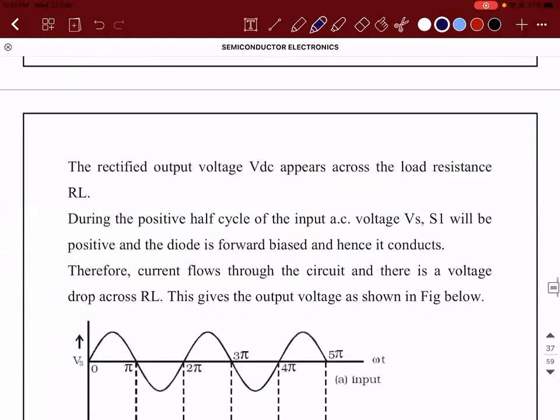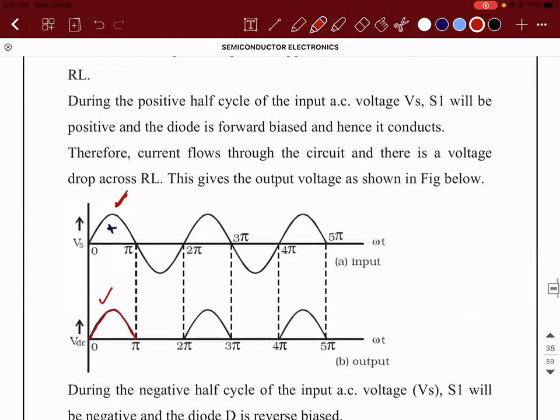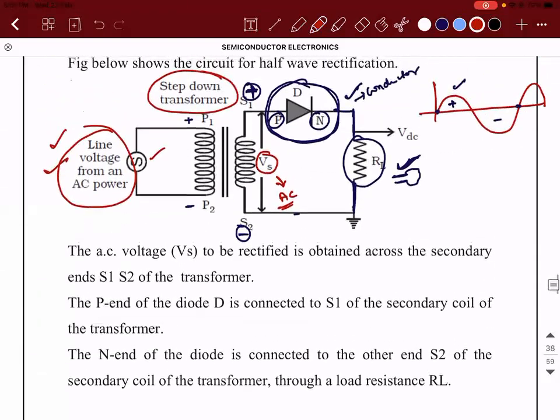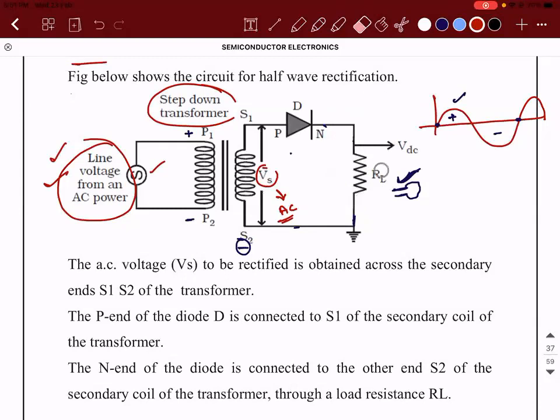Means during the positive half of the cycle, there is an output occurring across the load. Correct? Means the positive half of the cycle is allowed to flow through the PN junction diode and you are able to see an output here. Now, what about the reverse bias? What about the negative half cycle? Try to understand this. What will happen during the negative half cycle?